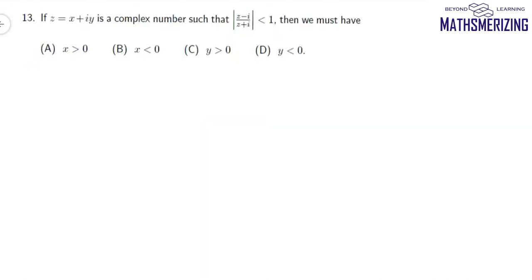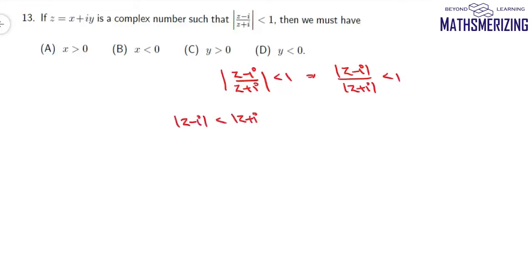Now question number 13, it's a very simple question. It says mod of z minus iota upon z plus iota is less than 1. Now we know that mod of z1 upon z2 is mod of z1 upon mod of z2, and this is less than 1. So I'll write mod of z minus iota is less than mod of z plus iota.